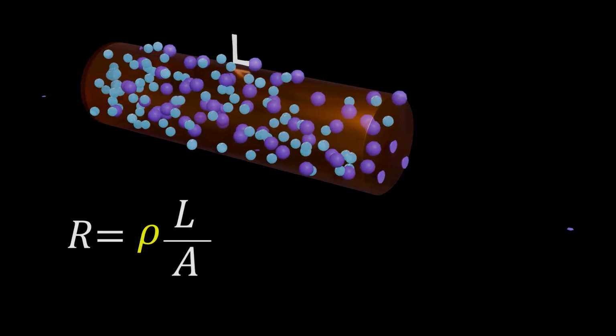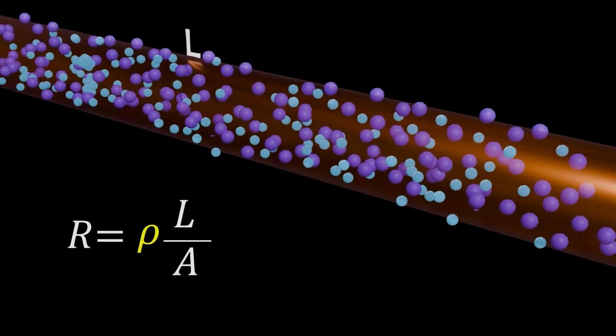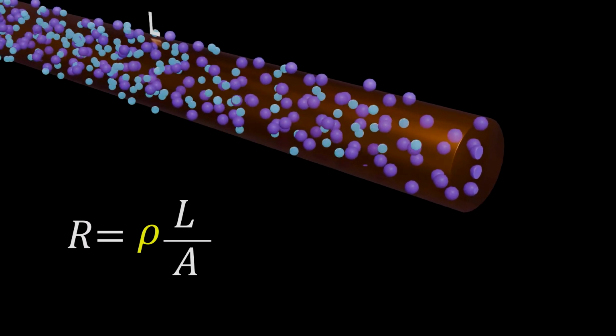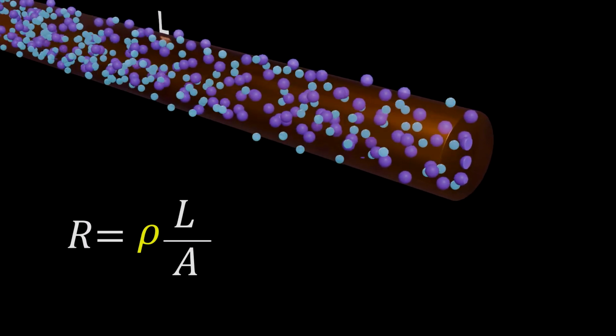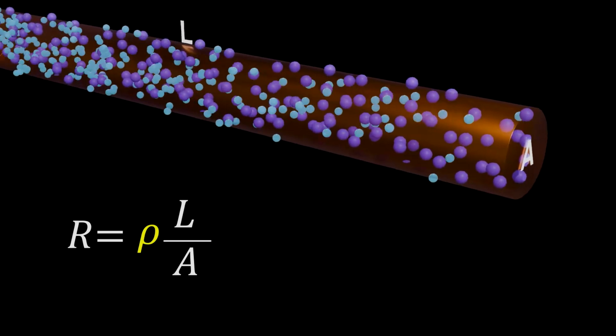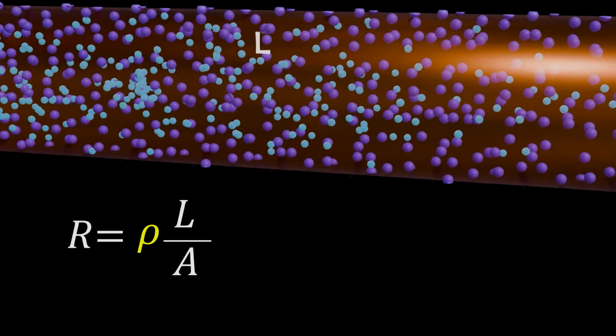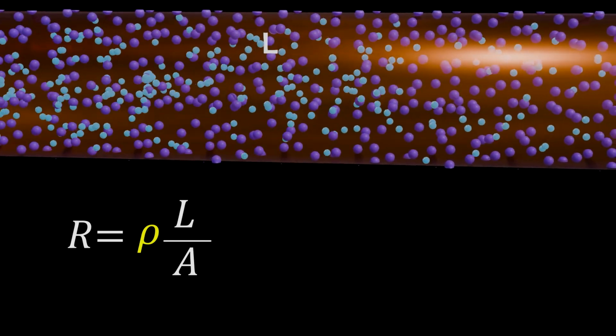So we get the relation R equals rho L over A. This means when length L increases, resistance increases. Why? Because electrons face more collisions while traveling a longer path. And when the cross-sectional area A increases, electrons get more space to flow. Collisions reduce and hence resistance decreases.